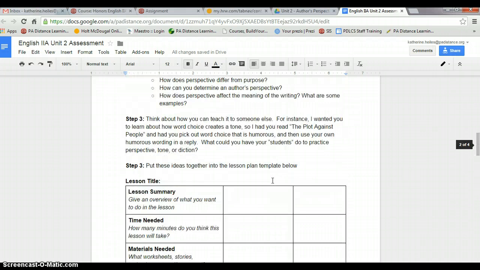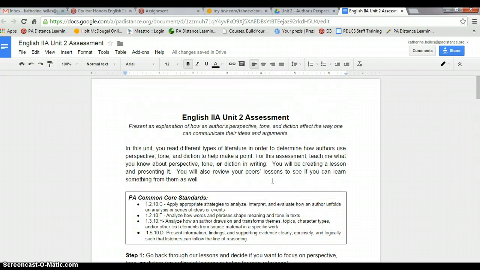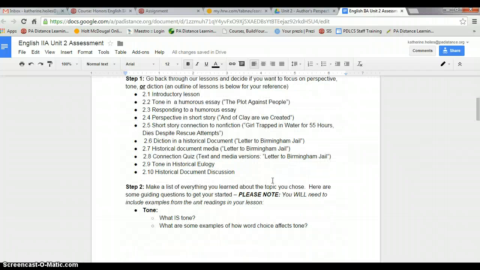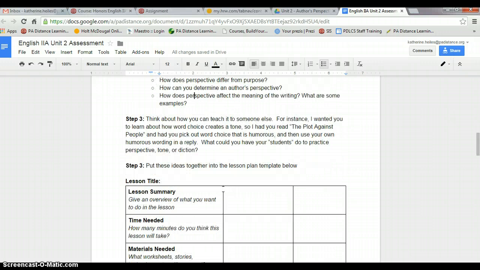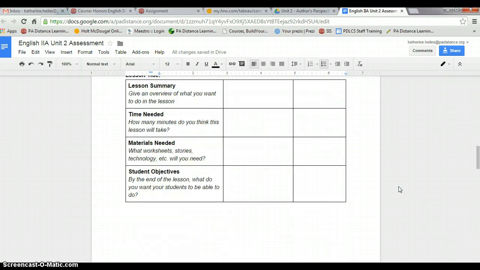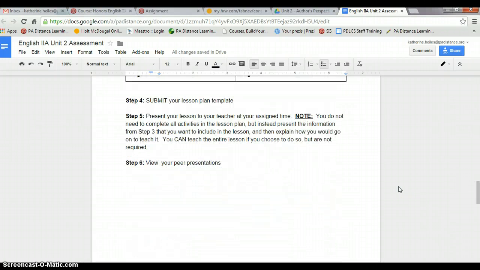So again, all I really want you to do, and I don't want you to make this more complicated than it needs to be, is pick one of the terms: perspective, tone, or diction. Go back through the lessons to remind yourself what it means. In step 2, you're able to explain and answer the questions that go with the term that you picked. And then how would you explain it to somebody else so that somebody else can understand it too? And that's really it. If you can do those things, then you can successfully complete the Unit 2 assessment.